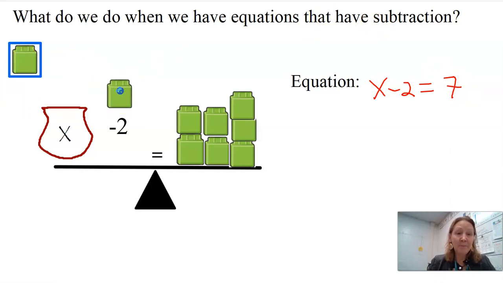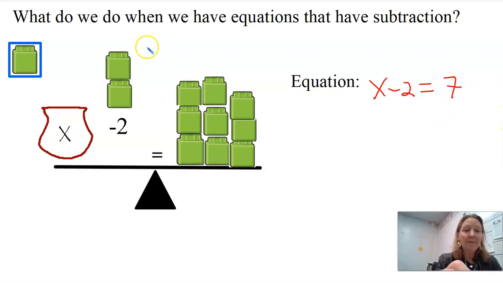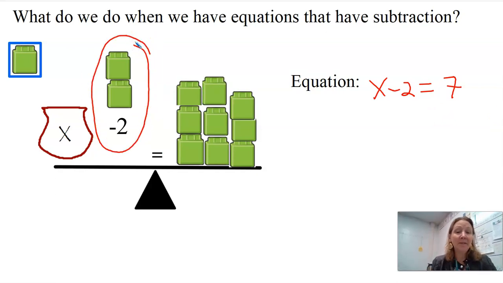So I'm going to put positive 2, the cubes, and I'm going to put a positive 2 here. And now these -2 and positive 2 cancel each other out. So all I have on this side is the x, and I know that x is equal to 9. But you might have already been thinking, hey, what number, if I take away 2, equals 7? Probably you were thinking 9, but I'm going to show you with the equation.